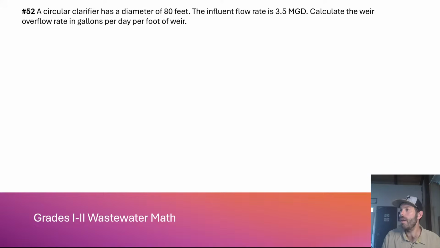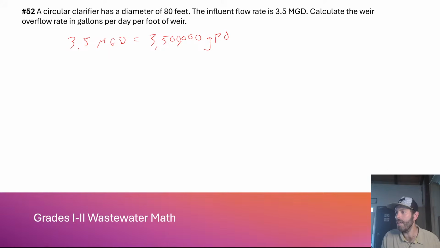Okay, the first thing we're going to do, gallons per day per linear foot, 3.5 mgd is 3,500,000 gallons. If you want to know how I did that, go back a couple slides and look at that on the replay. I'm not going to do that conversion every single time. You just multiply by 1,000,000. And if you have gallons and you want to take it to mg, divide by 1,000,000.